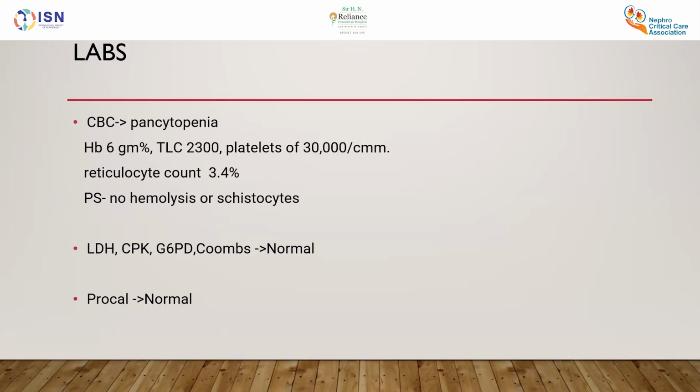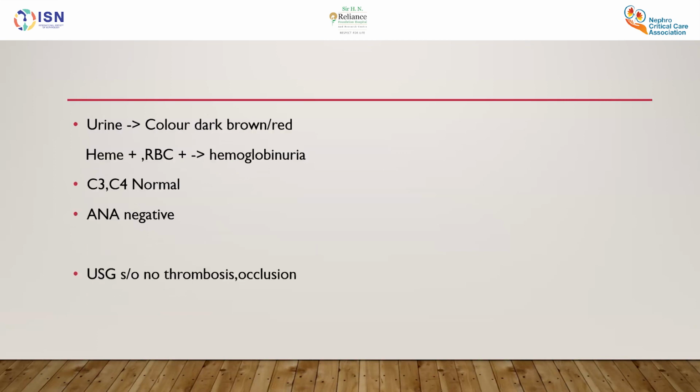Seeing labs, it was a pancytopenia: hemoglobin 6 grams, TLC 2,300, platelets 30,000, retic count 3.4%. On peripheral smear, there were no hemolysis signs like schistocytes. LDH, CPK, G6PD, Coombs test were all negative. Procalcitonin was normal, so there was not much of an infectious part. Urine was dark brown-reddish in color, with heme plus on dipstick and RBC plus, which suggests hemoglobinuria. Complements were done.